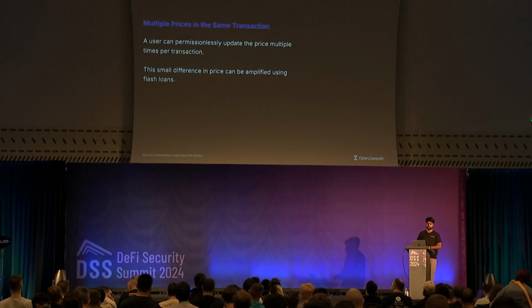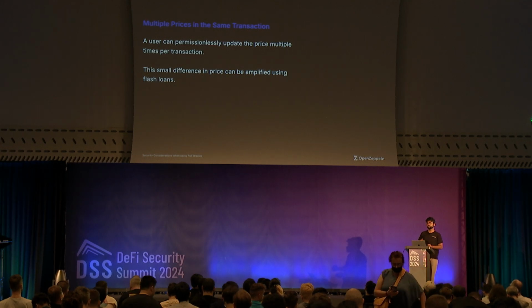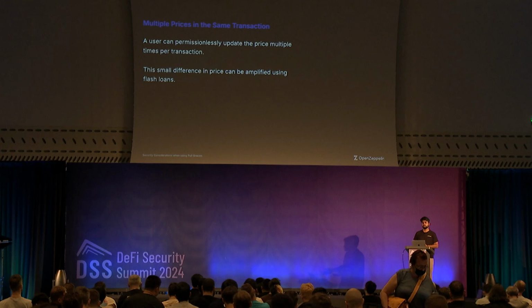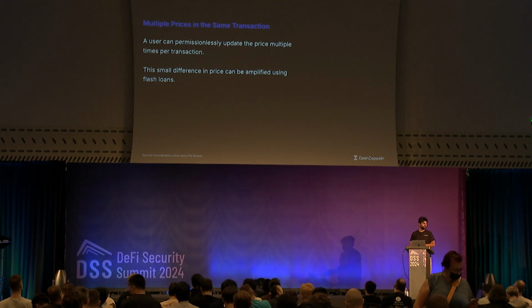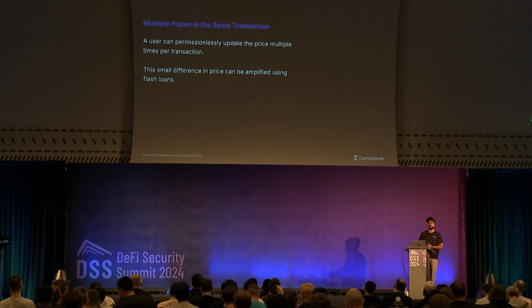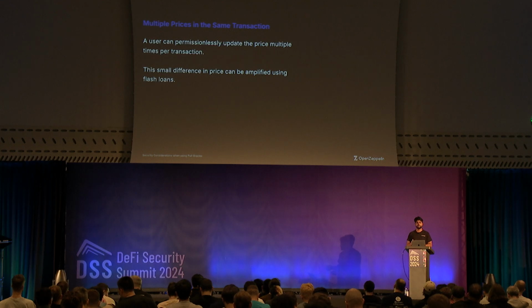Another problem with pull oracles is there can be multiple prices in the same transaction, because all I need to do is provide the smart contract with a timestamp that's greater than the last updated timestamp. So if my dApp or the Oracle Network's smart contract was last updated yesterday, I could use all the prices since yesterday to today, and then I can use them in the same transaction. And I could use them in a malicious way.